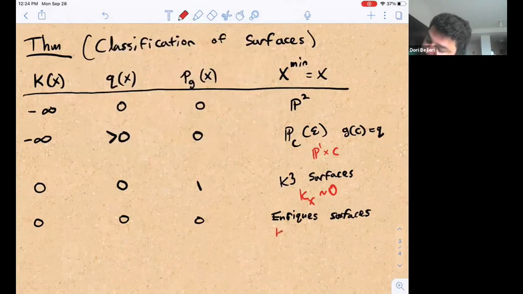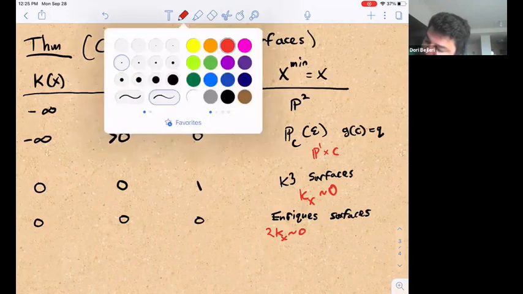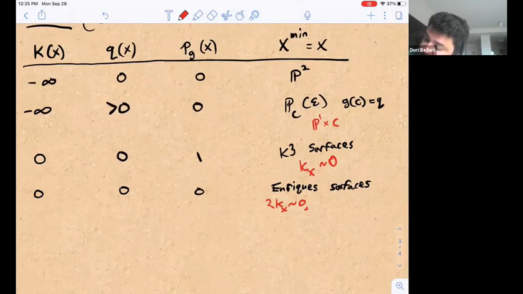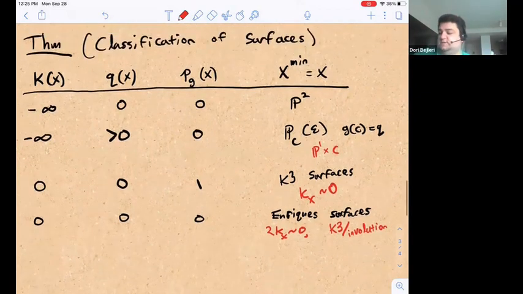With 2Kx trivial. And what we'll show is that these are quotients of K3 surfaces by involutions. So an Enriques surface is always of the form K3 modulo an involution that acts freely. So that's one of the things left to prove in this theorem. So far, everything else we've already proved. This is the first thing left to prove.